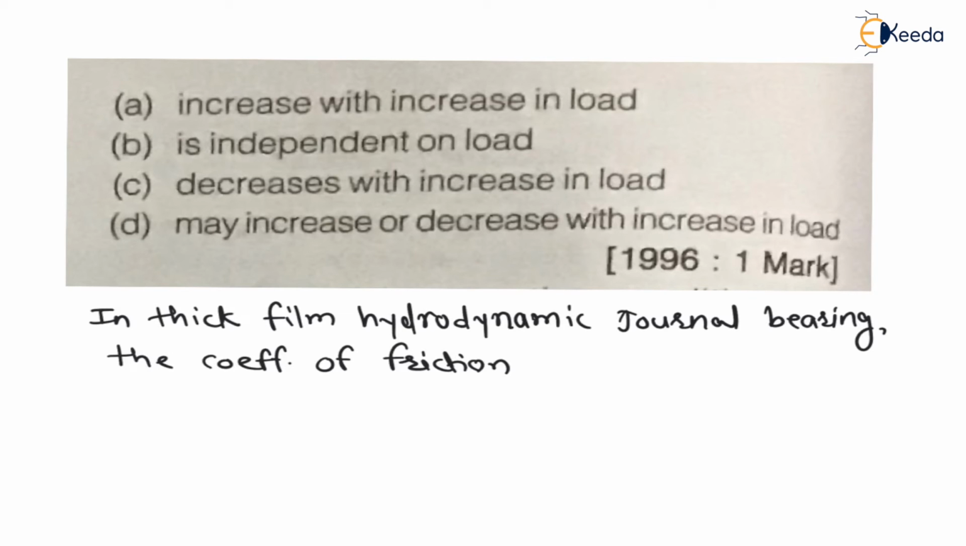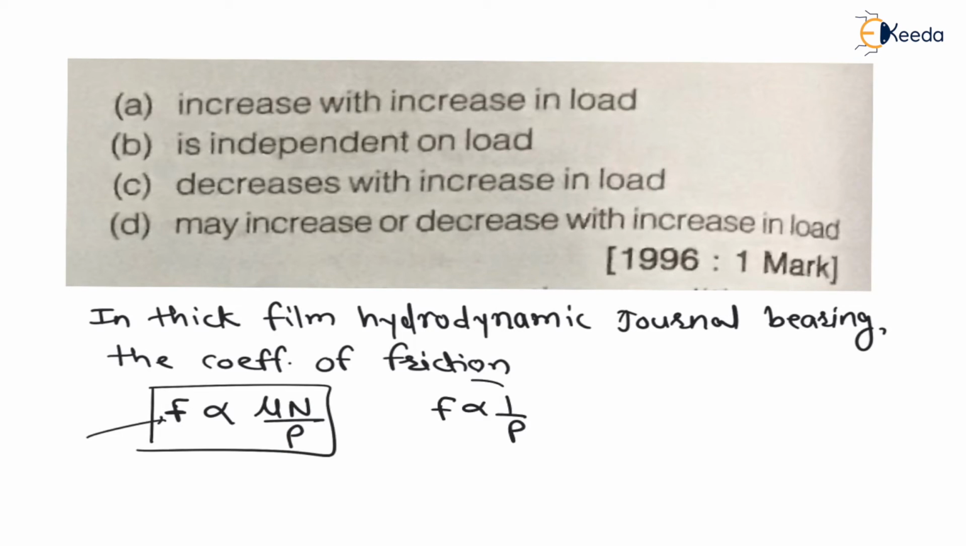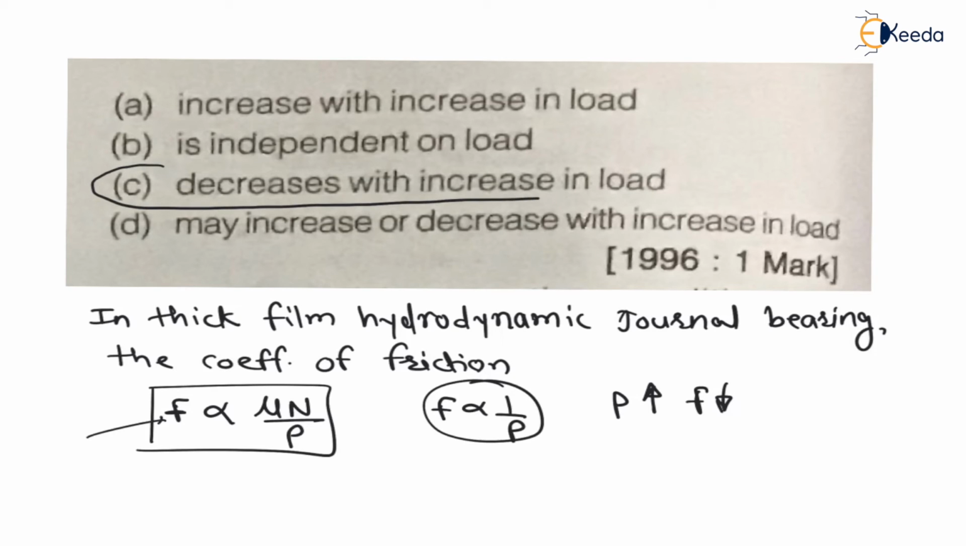Now my dear students, you must know that the coefficient of friction, let us denote it by f, is directly proportional to mu n divided by P. Where f is the coefficient of friction, mu is viscosity, n is speed and P is load. Therefore we can say the coefficient of friction is inversely proportional to load. Therefore as load increases, the coefficient of friction decreases. Therefore option C is the correct choice. The coefficient of friction decreases with increase in load.